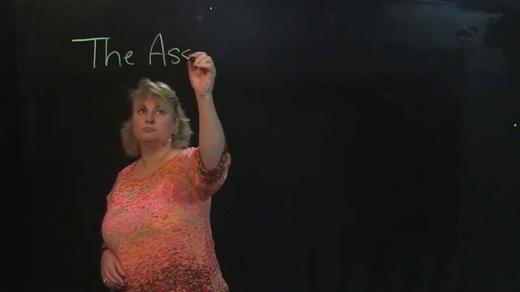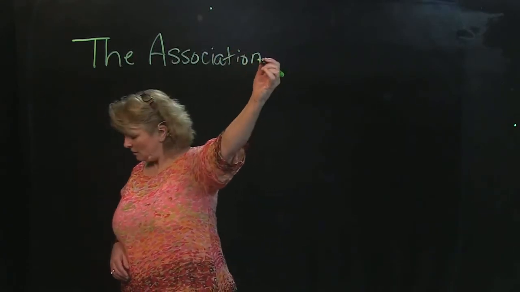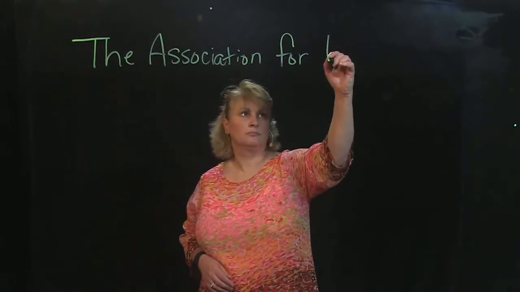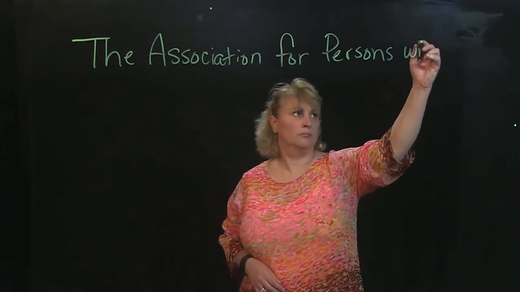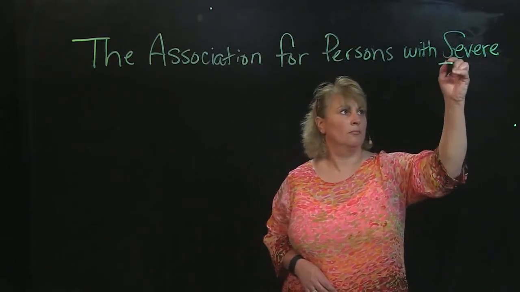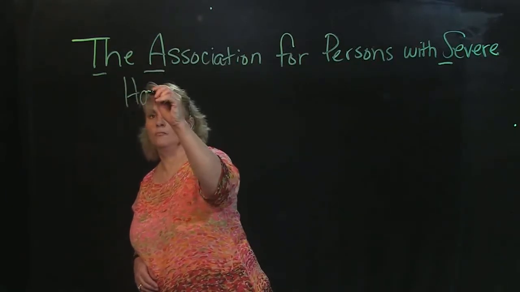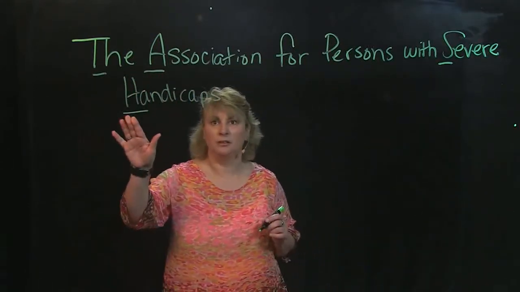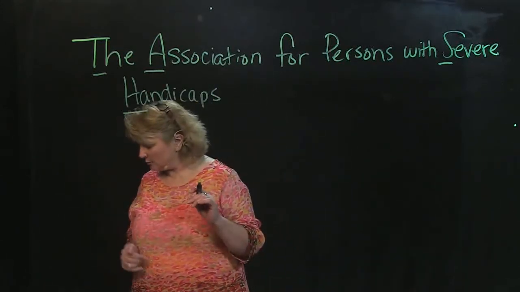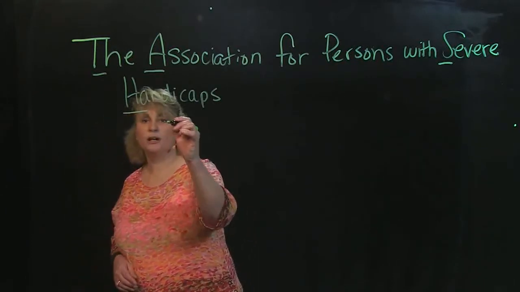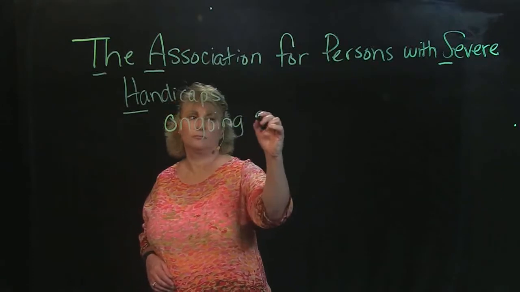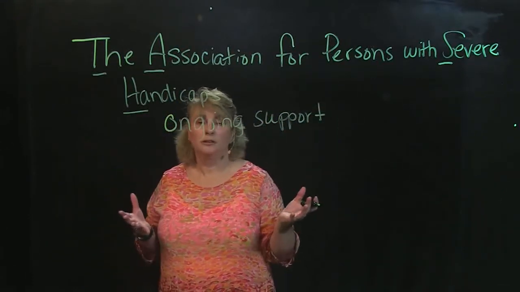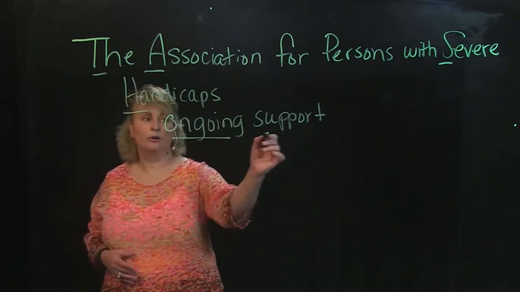In the definitions, this is where I want to talk about TASH, which stands for the Association for Persons with Severe Handicaps. This is how we got TASH, the Association for Persons with Severe Handicaps. So that's where TASH comes from. So TASH talks about severe disabilities, and they're talking about providing ongoing support. And with students with disabilities, they definitely need ongoing support.